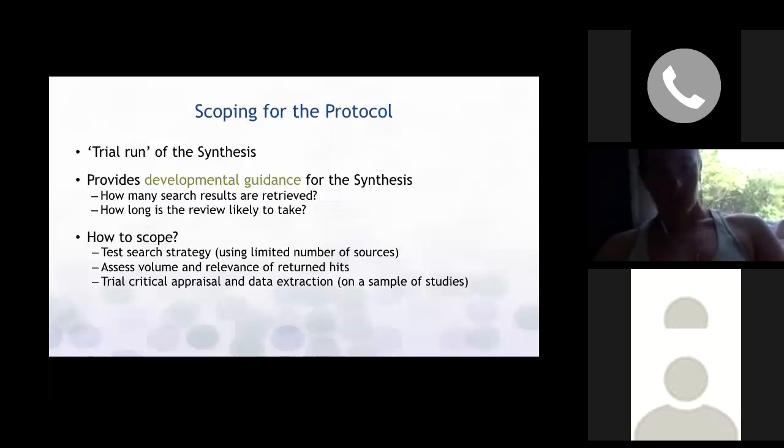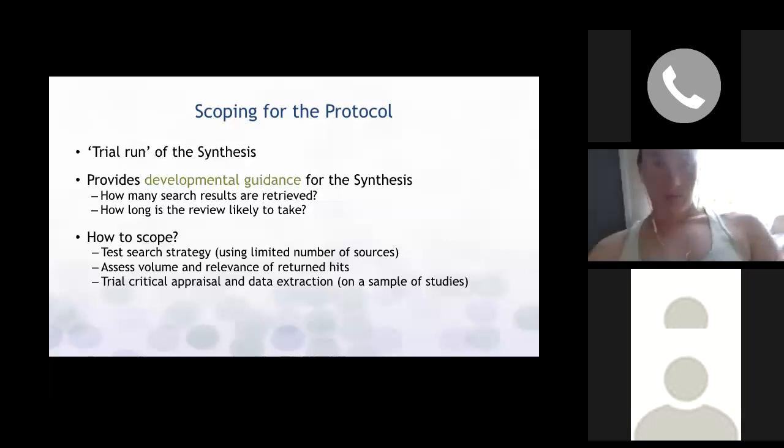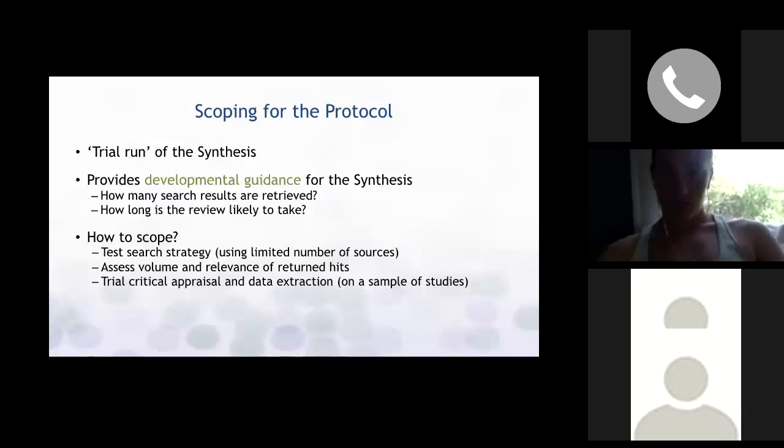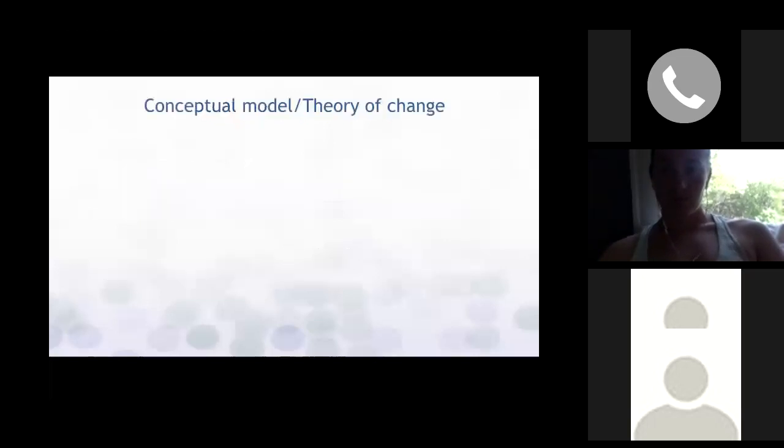And then lastly, you want to be able to trial your data extraction and your critical appraisal if you're doing that. Oftentimes, I think we all get really excited about the review, and we want to get out as much information as possible. I certainly do that, because I'm like, well, if we're reading the paper, we might as well record all this information anyways. However, that can be really time consuming. So being able to refine what information you're drawing out from your papers is going to be key to really understanding how much time it's going to take.